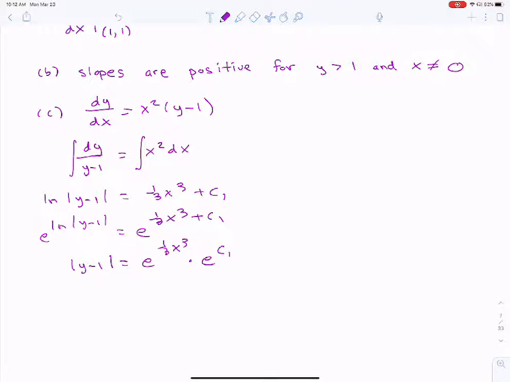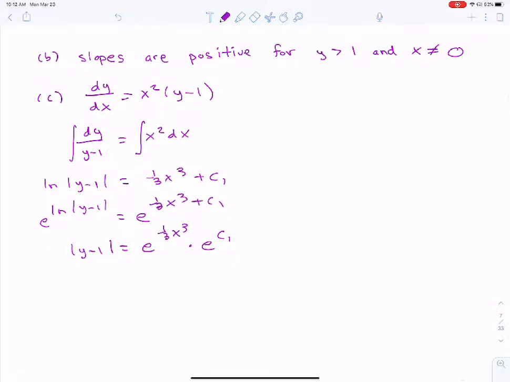Okay, so from here, I'm going to let e to the c1 just equal c, because e to the c is some constant. I'm saying it's some constant, but c is a lot easier to work with. So now I'm going to say y minus 1 equals c e to the 1/3 x cubed. Now I recognize I've removed the absolute value, and we've talked about this before. So if you have a question about why or how I was able to remove the absolute value, ask it, but otherwise we'll just keep on going.